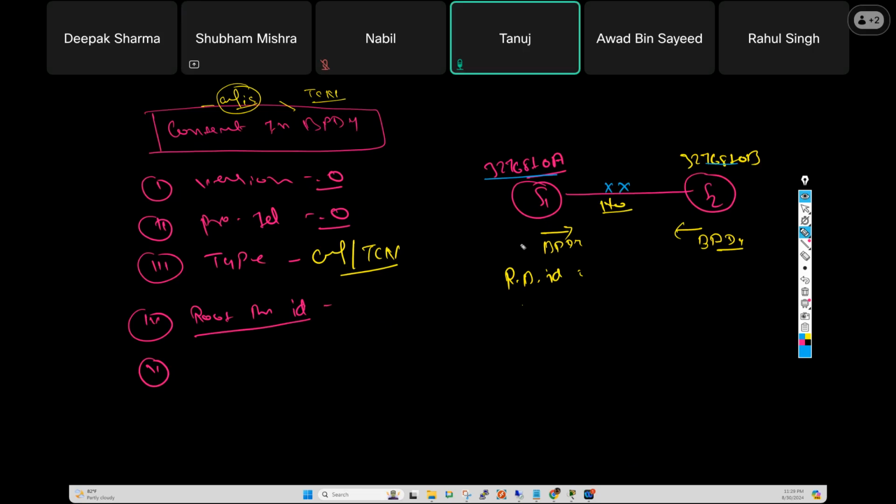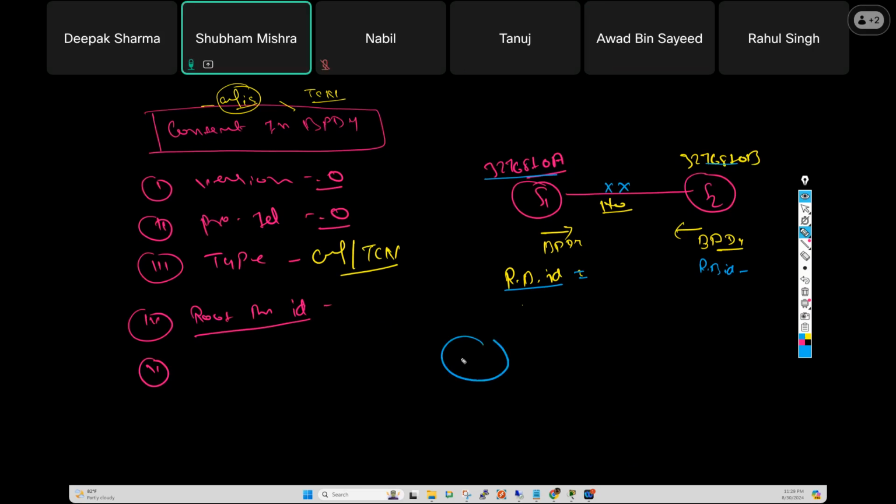In the BPDU, there is a field, root bridge ID. Now the question is, if the election has not happened between switch number 1 and switch number 2, then how can you say what the root bridge ID is? Root bridge ID means the bridge ID of the root bridge, but the root bridge is still not elected.